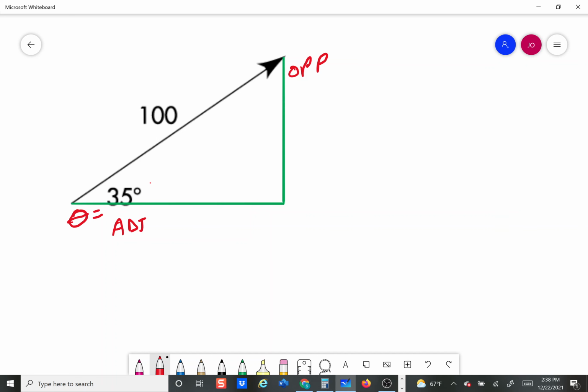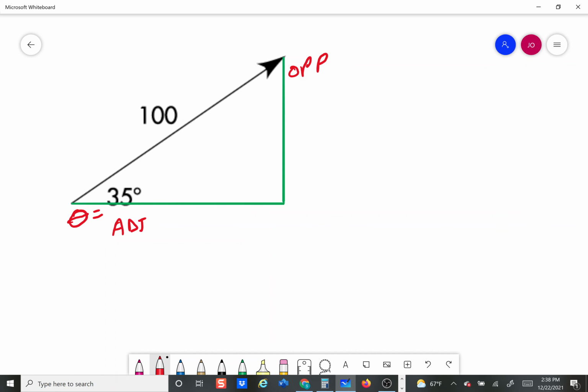If I use sine, I would be finding the opposite side because I know what angle theta is, I know what the hypotenuse is. If I wanted to find the adjacent side or the x value, I would use cosine because that is the adjacent side where I know the angle and I know the hypotenuse. So let's prove that we can do that.